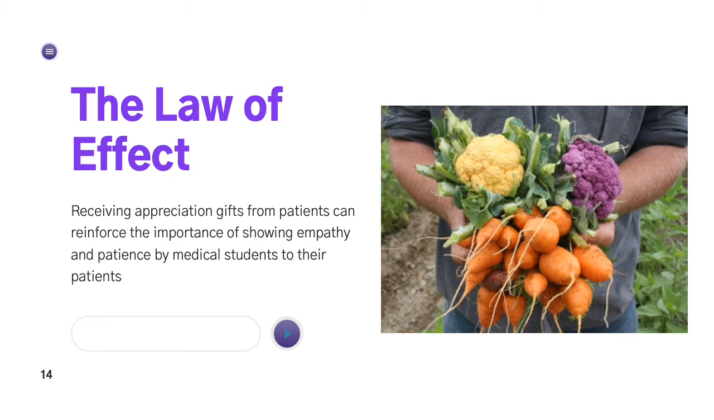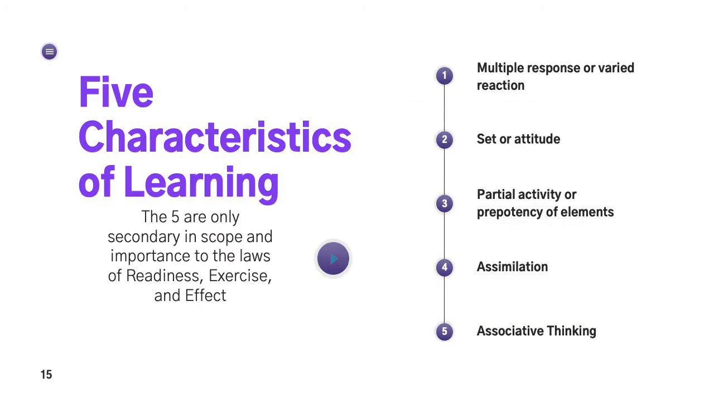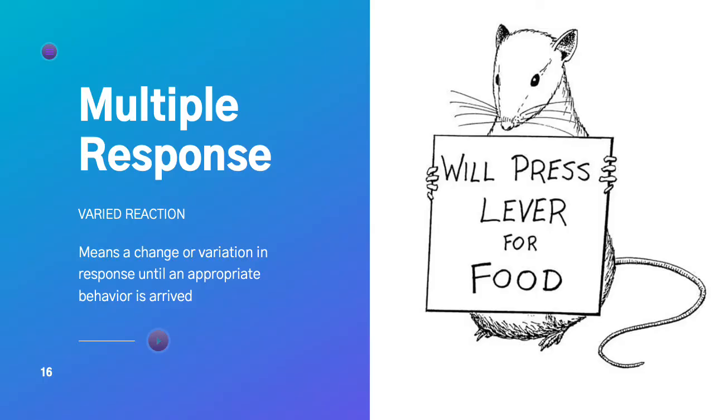Thorndike's 3 laws were supplemented by 5 characteristics of learning, but these are secondary in scope and importance only to the laws of readiness, exercise, and effect. Let us discuss them one by one. Number one, multiple response or varied reaction, means a change or variation in response until an appropriate behavior is arrived at. For example, when faced with a problem, an animal will try one response after another until it finds success. In surgery, we believe in the saying that there is more than one way to skin a cat. The end goal is to remove a tumor or cataract, and this can be approached by using various methods.